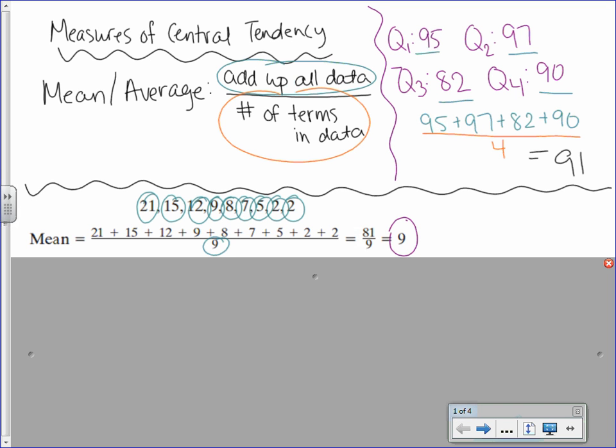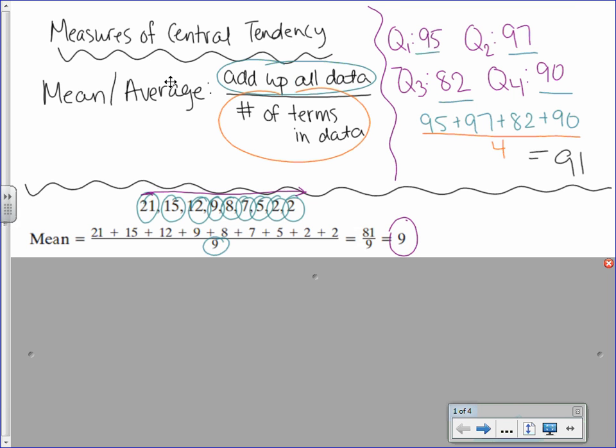Now your textbook, they're overachievers. They wrote all of this data going from the biggest number down to the smallest number. Notice all of these are decreasing. You don't have to do that for mean. They don't have to be going least to greatest or greatest to smallest. You can just add them up any way you want.